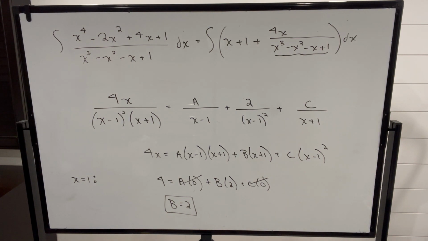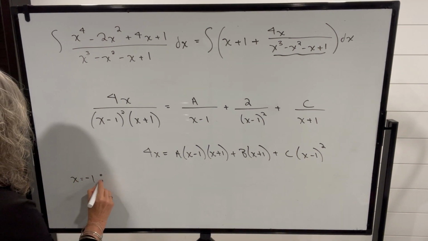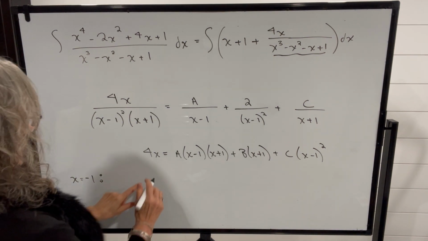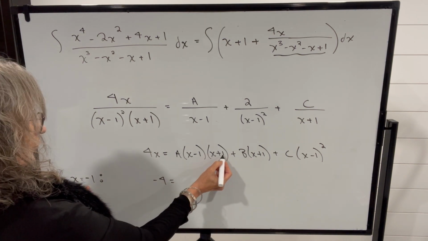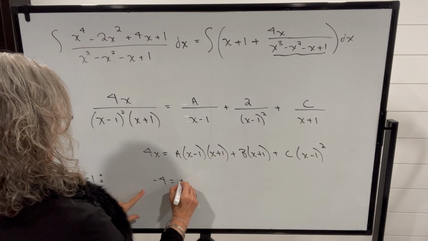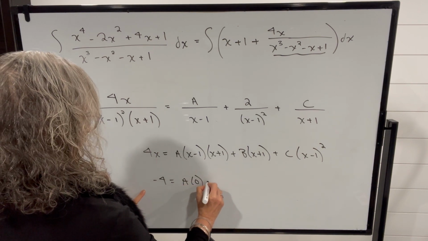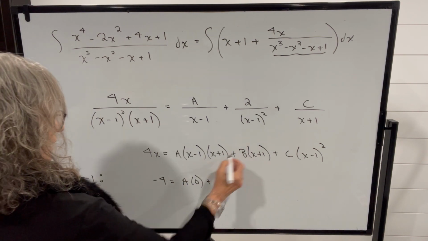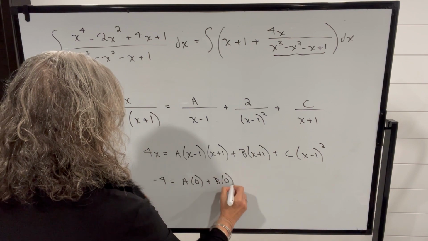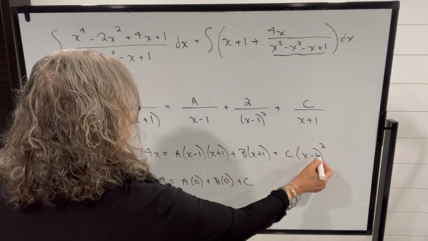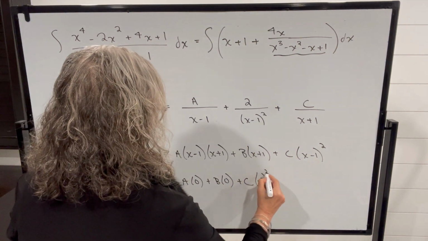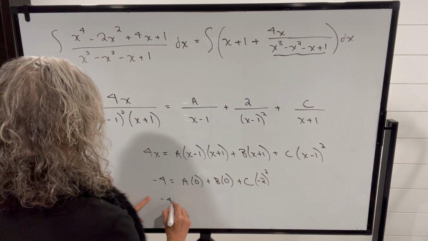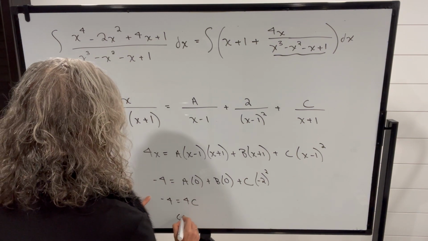The next number that we'll choose for x is negative 1. So 4 times negative 1 will be negative 4. When we put a negative 1 in, this factor becomes 0. This factor becomes 0. Negative 1 minus 1 is negative 2. When we square that, it will be a positive 4. So we have negative 4 equals 4C. So C will equal negative 1.